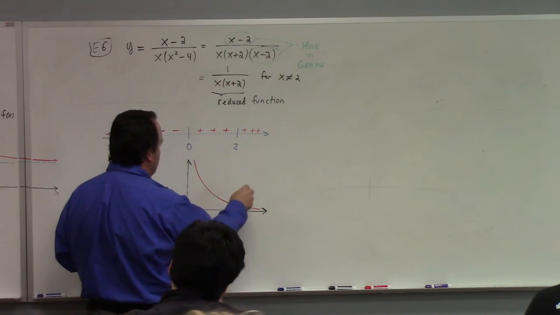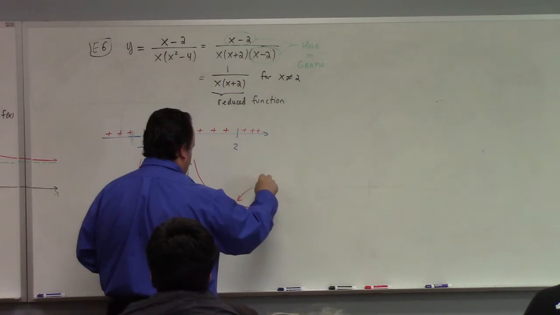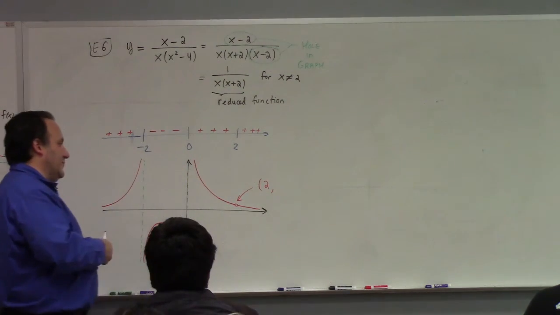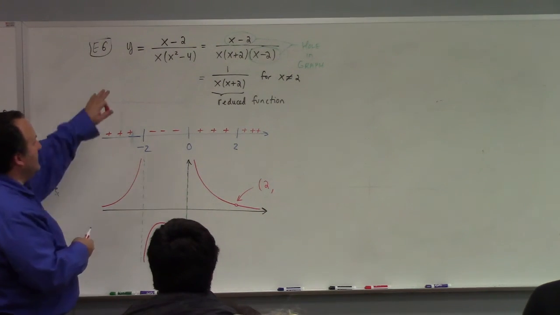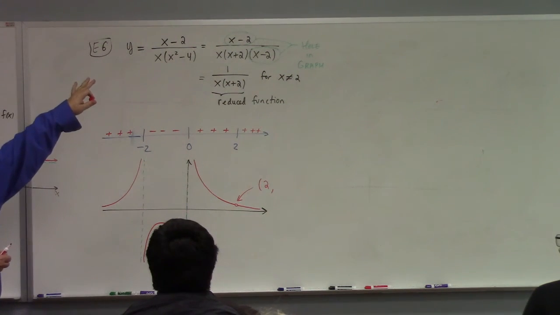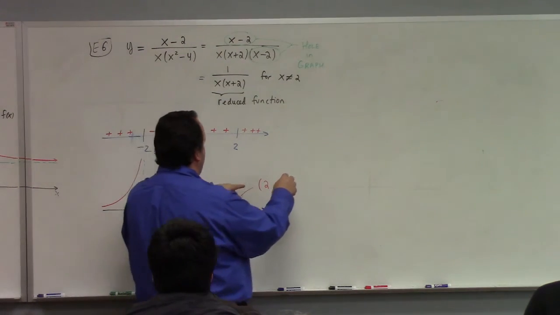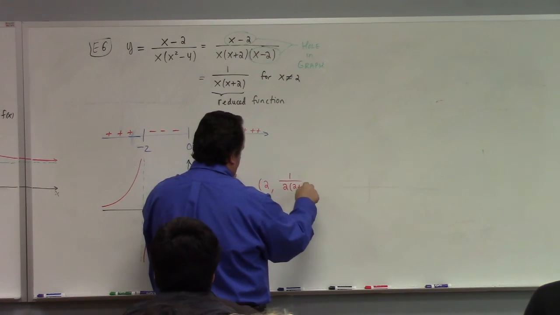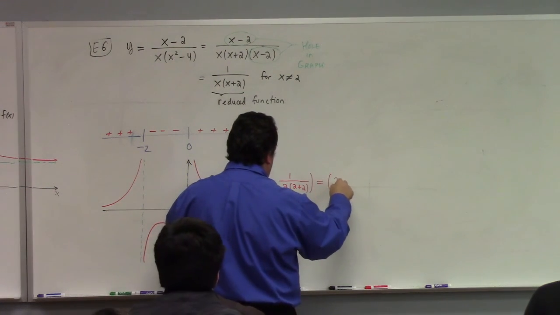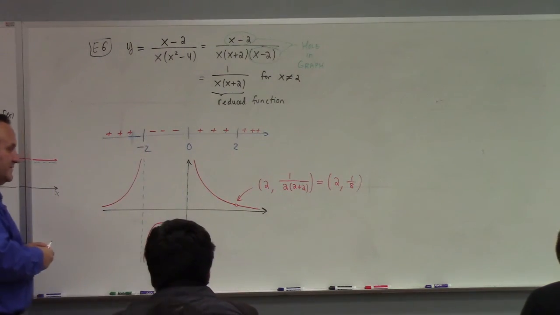Now at 2, there's a hole in the graph. How do you figure out the y-coordinate of the hole in the graph? If we plug 2 into the original formula, we're out of luck, because that would give a division by 0. Into the reduced function is the way to do it. That's where the reduced function comes into play. So we do 1 over 2 times (2 plus 2). So that hole is actually at 2 comma 1/8. That's where the hole in the graph is.